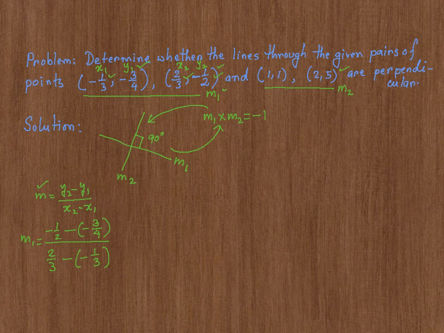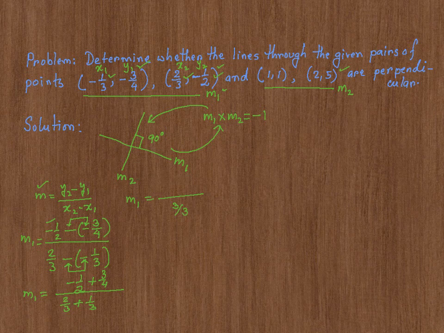Now I'm going to simplify it further. M1 is equal to, in the denominator, 2/3 plus 1/3, because these two negatives multiplied is going to give me positive. Similarly, on the numerator, these two negatives when multiplied is going to give me positive. So I'm going to write positive 3/4, and then don't forget the -1/2. This is -1/2. Now let's continue. M1 is equal to, in the denominator, 2/3 plus 1/3 is going to be 3/3, which is just 1.